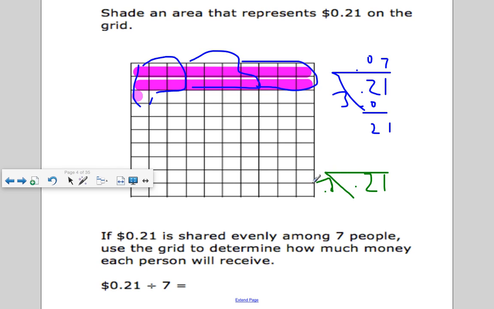So I have 21 cents. I'm dividing among 7 groups. Can 7 go into 2? No. 0 times. Bring down this. How many groups of 7 go into 21? 3. So each person will get 3 hundredths or 3 cents. Think about it: 3, 6, 9, 12, 15, 18, 21.